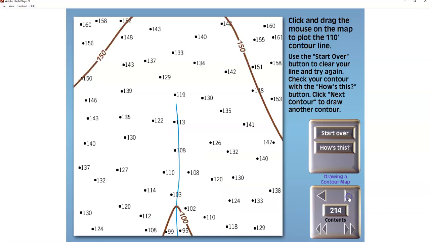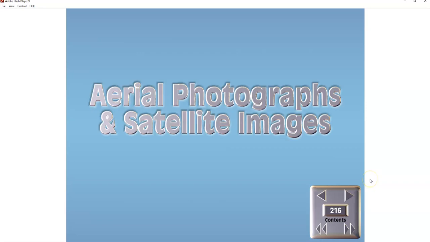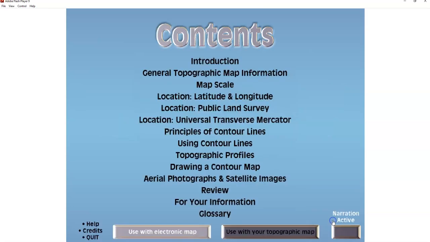Click and drag the mouse. Aerial photographs and satellite images. All right, I'm going to skip that part.